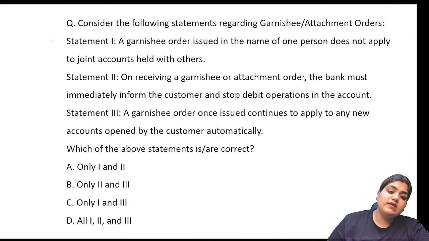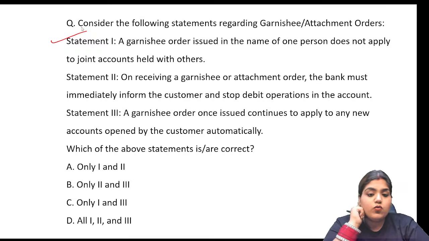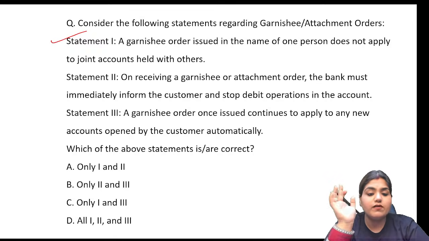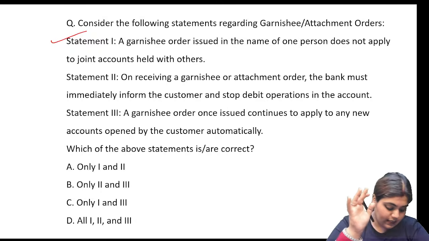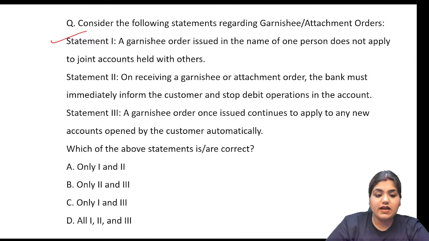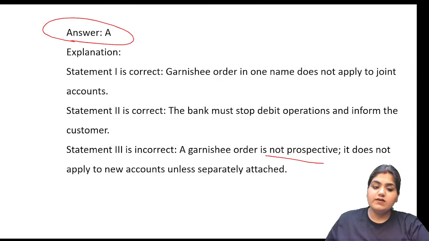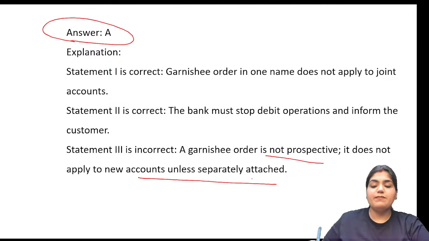Statement number 1 is correct. Statement number 2 is also correct. The bank must stop debit operations and inform the customer. Statement number 3 is incorrect. The garnishee order is not prospective. If you have opened a new account, the garnishee order will not apply on that. Statement number 3 is incorrect. That will give us A as the correct answer. Garnishee orders are not prospective. It does not apply to new accounts unless separately attached.